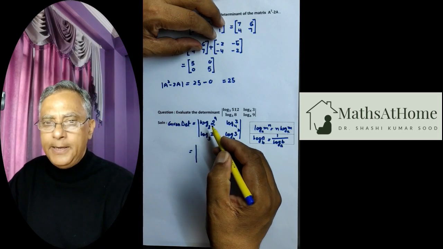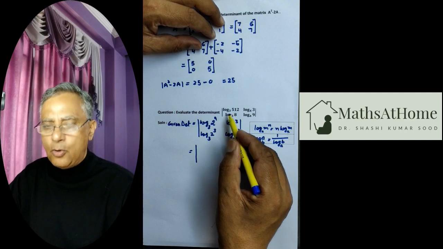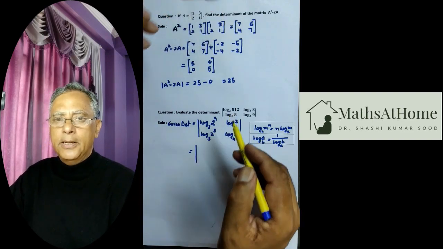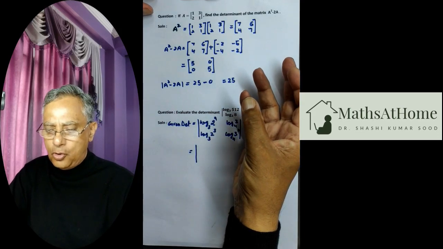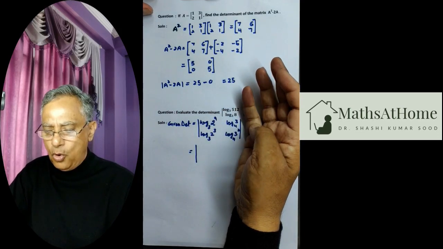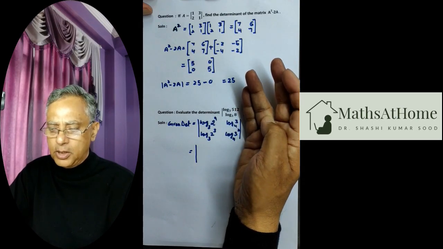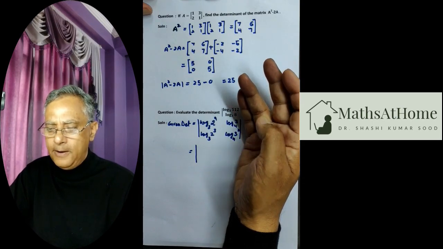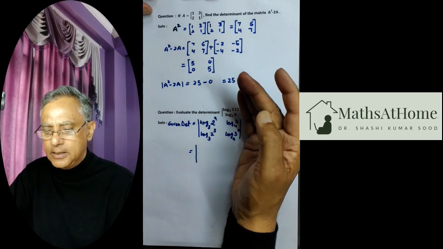Now given determinant can be written as log 512 to the base 3. Now 512: 2 into 2 is 4. 4 2s are 8. 8 2s are 16. 16 2s are 32. 32 2s are 64. 64 2s are 128. 2s are 256.